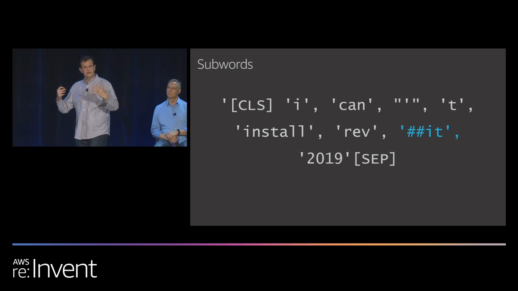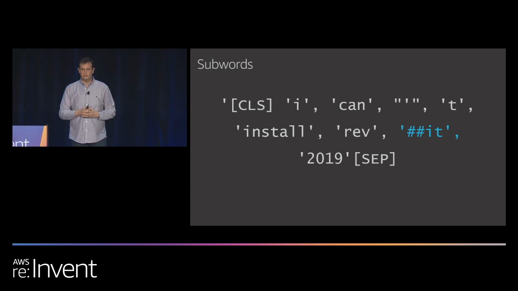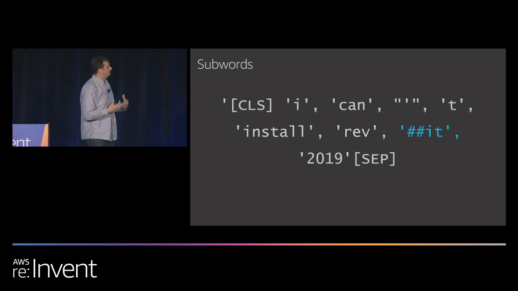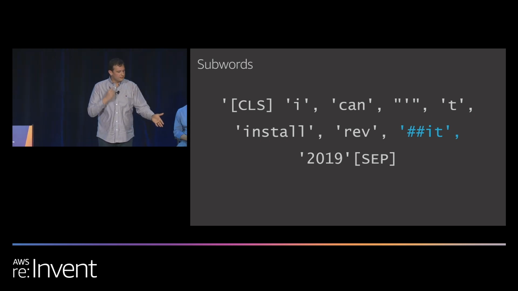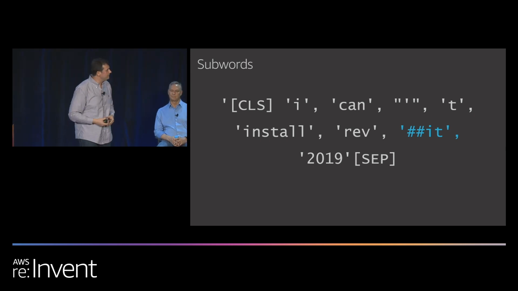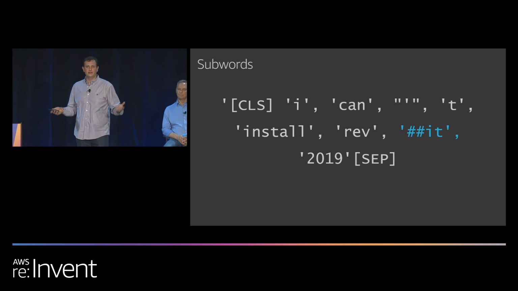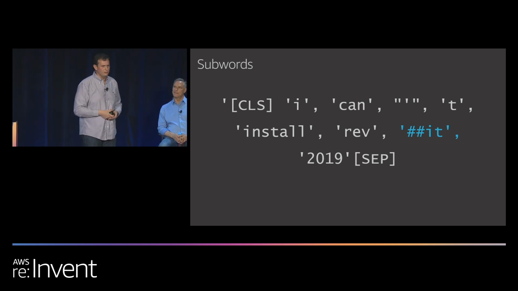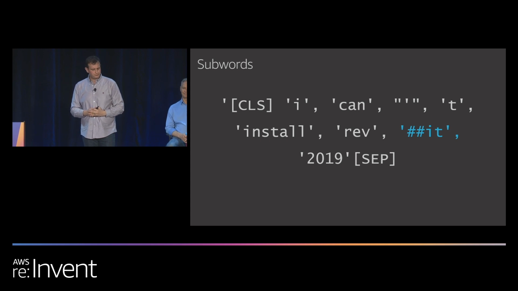So BERT has learned not just whole words, but parts of words in a somewhat random way. But nonetheless, you can see here that we have our sentence, I can't install Revit 2019. And it's split Revit into 2 tokens because it doesn't know the product name on its own. So BERT can take advantage of that. It can take advantage of these subwords. It means it isn't dependent on the conventional approach.